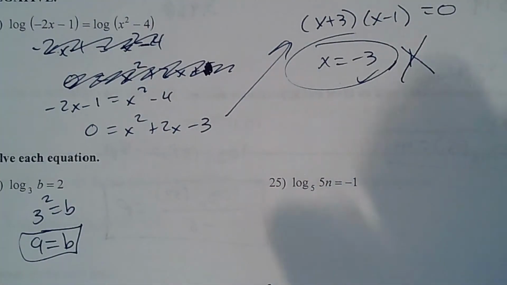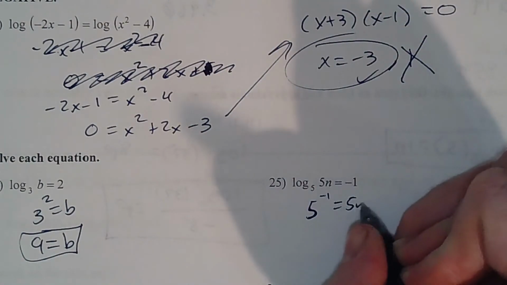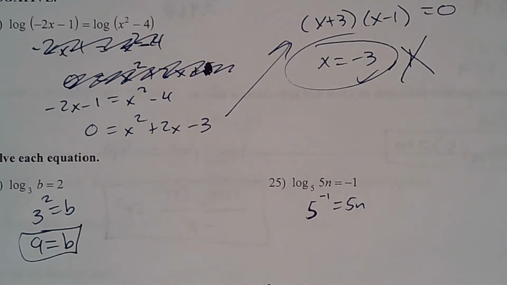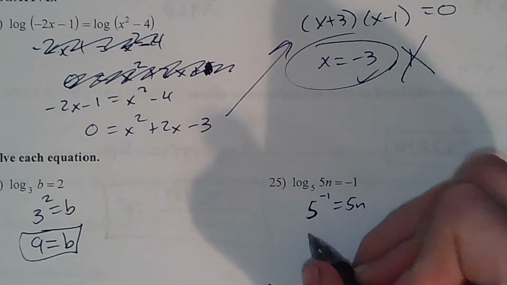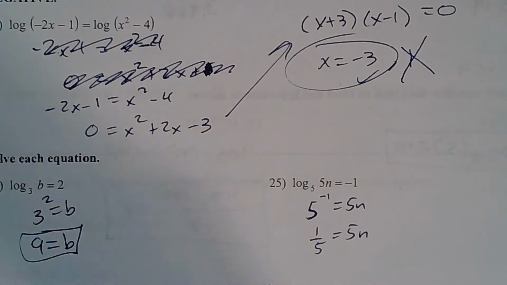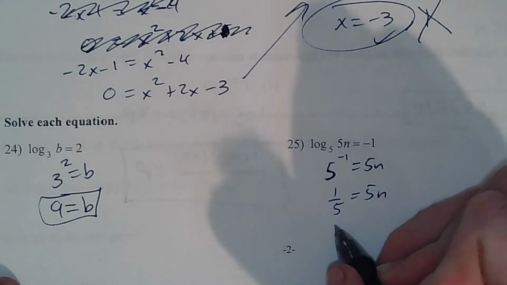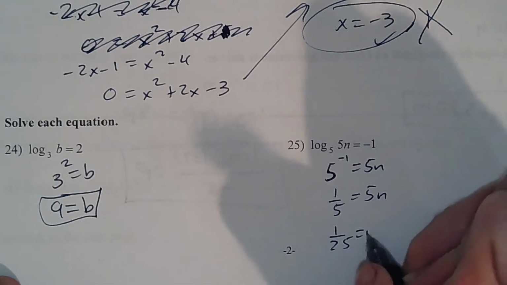Continuing on, same exact idea in the next one. We got 5 to the negative 1 equals 5n. So how do I write an exact answer to this question? Well, the 5 to the negative 1, that's the same thing as 1 over 5 equals 5n. Divide both sides by 5. Remember that dividing both sides is like multiplying by a fifth. 1 over 25 equals n.